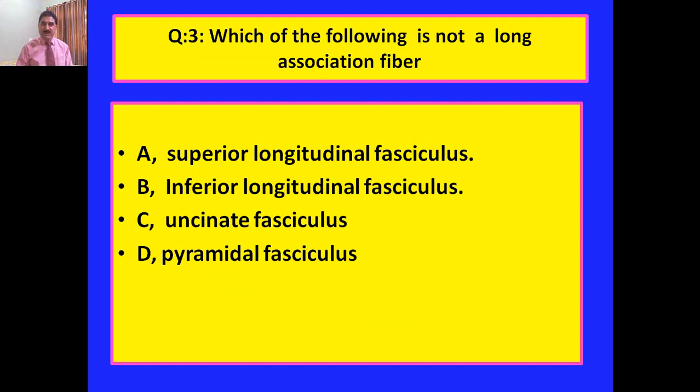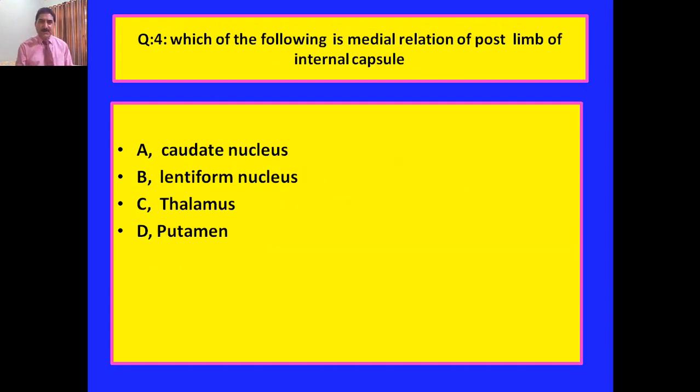Which of the following is not a long association fiber? Superior longitudinal fasciculus, inferior longitudinal fasciculus, uncinate fasciculus, pyramidal fasciculus. So there is no fasciculus named as pyramidal fasciculus. So the correct answer is D. Next question is, which of the following is medial relation of posterior limb of internal capsule? Caudate nucleus, lentiform nucleus, thalamus, and putamen. The correct answer is C.